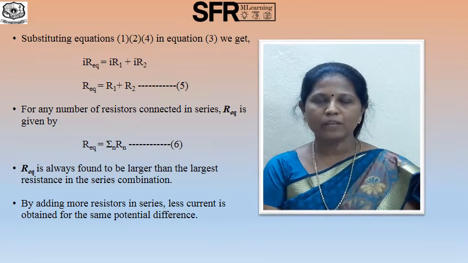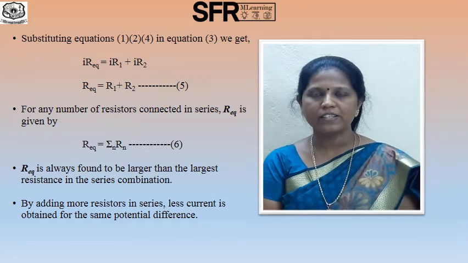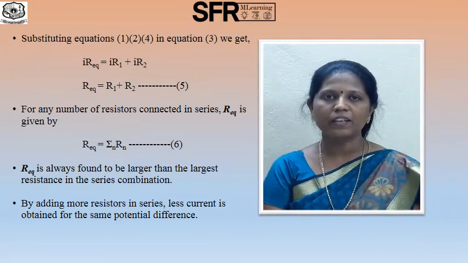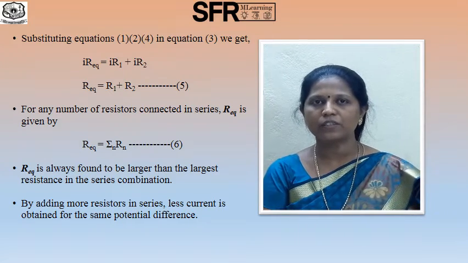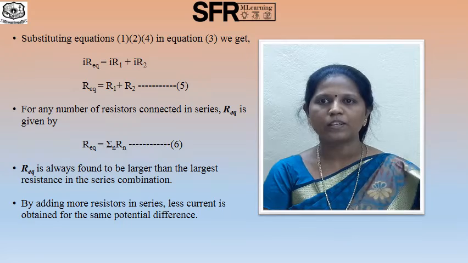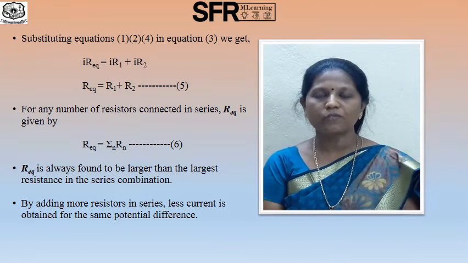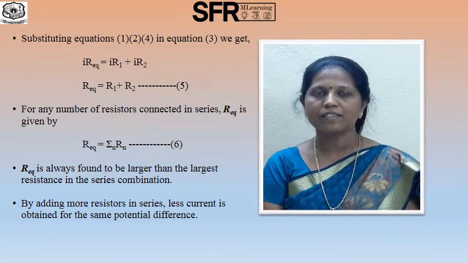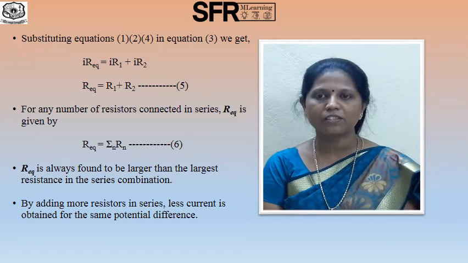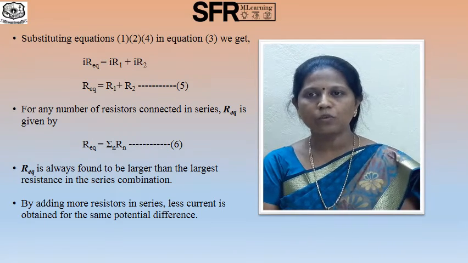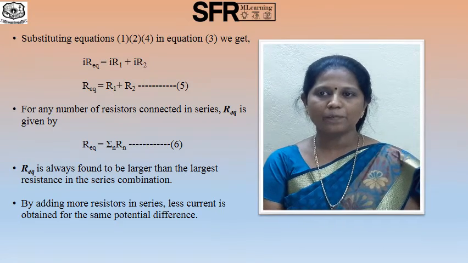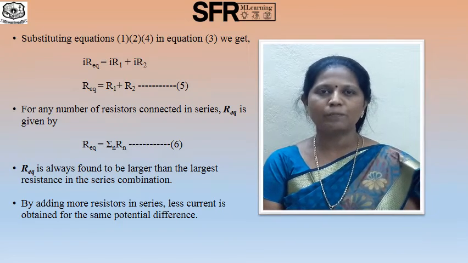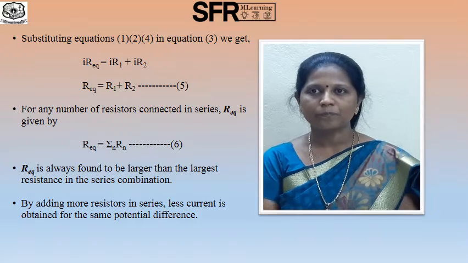So for any number of resistors connected in series, Req is given by the summation of the resistances of the resistors connected in the circuit. Req is always found to be larger than the largest resistance connected in the series combination. So by adding more resistors in series, less current is obtained for the same potential difference.